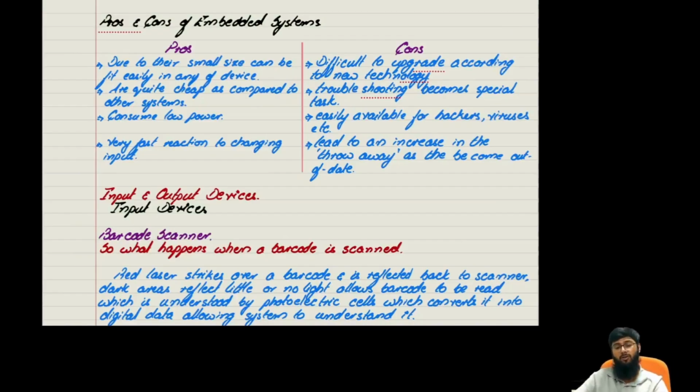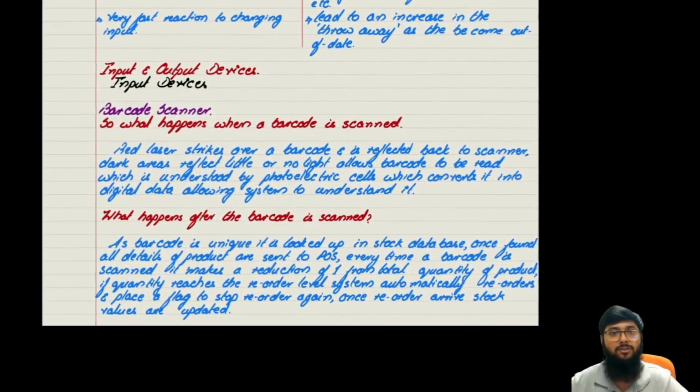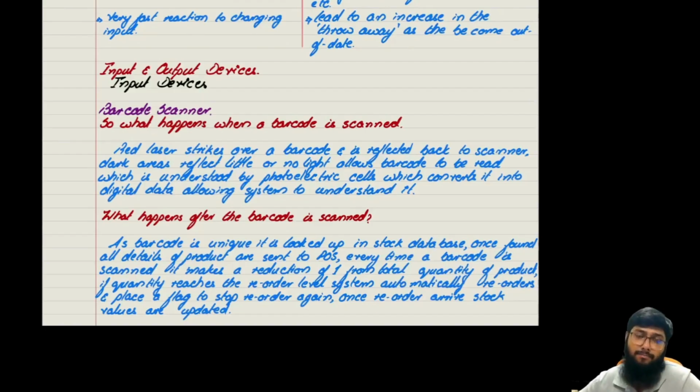Now we will be moving on towards the input devices. Now, what are the input devices? Obviously, the devices that are utilized to provide any sort of data, information, or instruction to your system are known as input devices. Now, the first input device that we will be doing over here is a barcode.